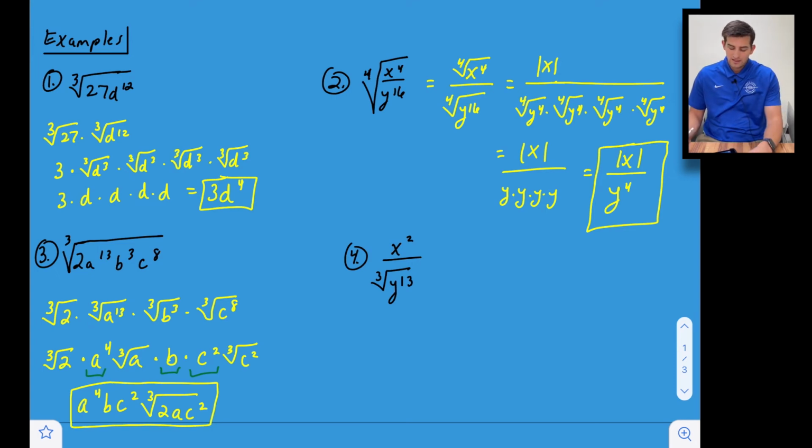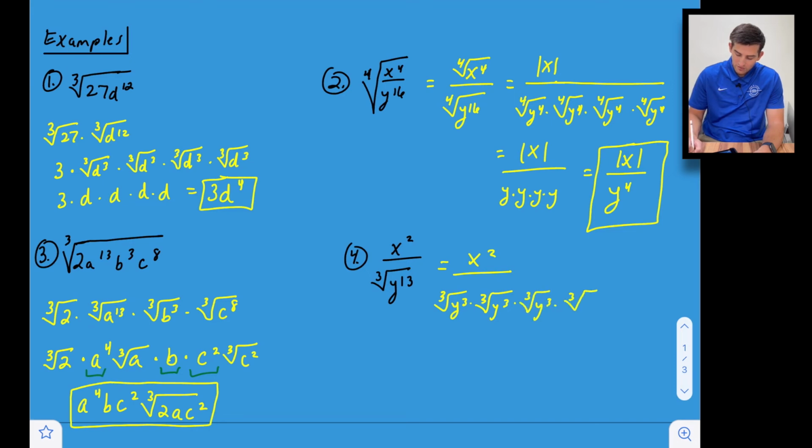All right, number 4, we have x squared divided by the cube root of y to the 13th. For this one, we're going to leave this as x squared for right now. But now on the denominator, let's think about how we could break this apart. Let's write this as the cube root of y cubed times the cube root of y cubed times the cube root of y cubed. One more cube root of y cubed. Now that gives me y to the 12th. Well, we had 13, so we have to do the cube root of y at the very end.